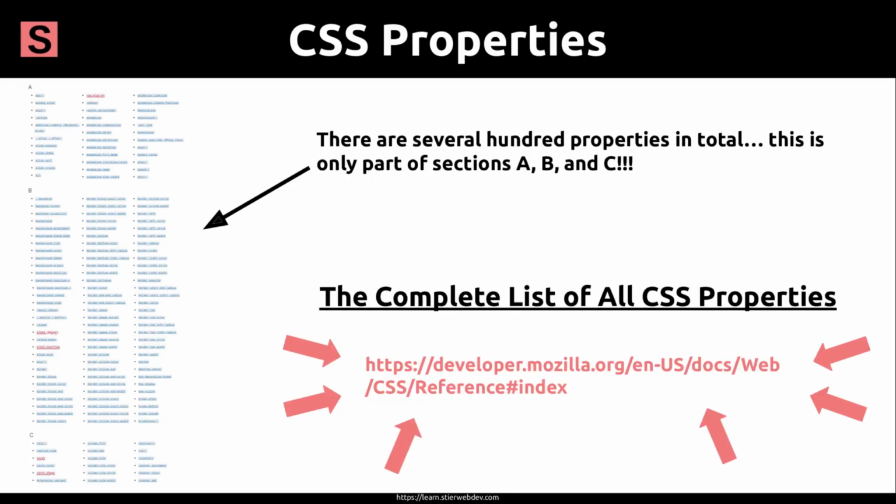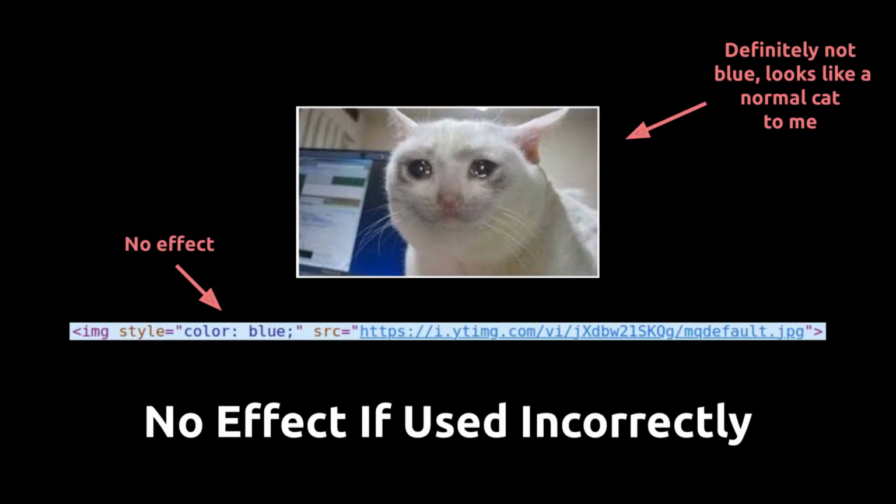Now let's go a little more in depth on properties. There are several hundred CSS properties in total. You can use any property with any element, although some of them will have no effect if used incorrectly. Consider an image element that displays the photo of a cat on your web page. If you set the color property to blue on that image, nothing will break, but also the photo of the cat isn't going to change.